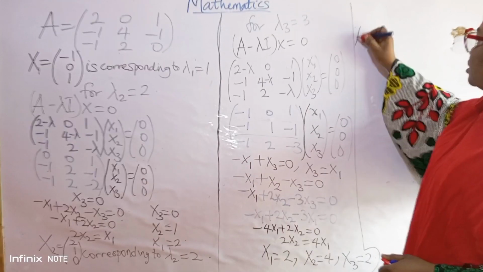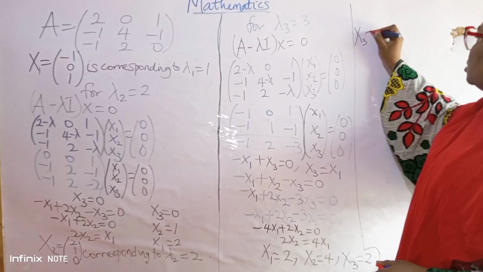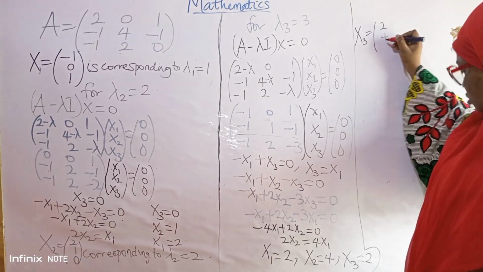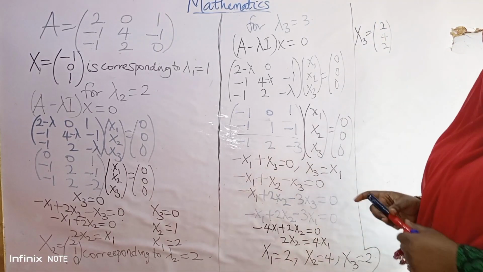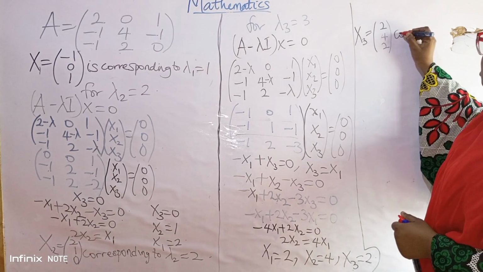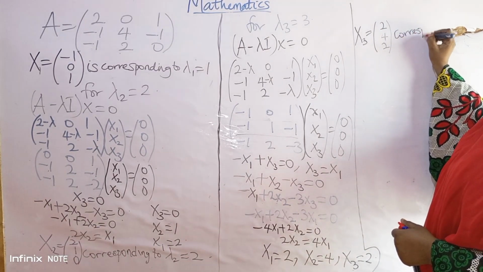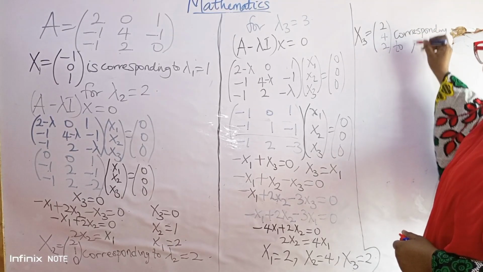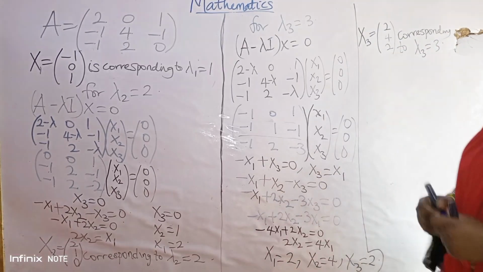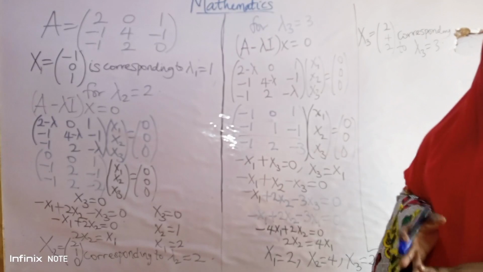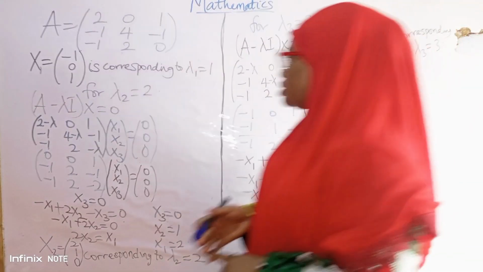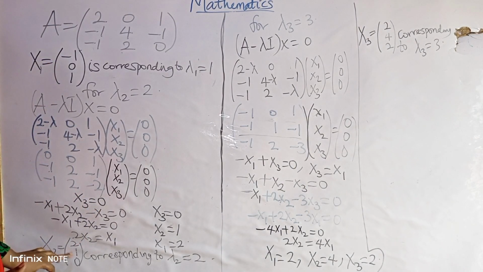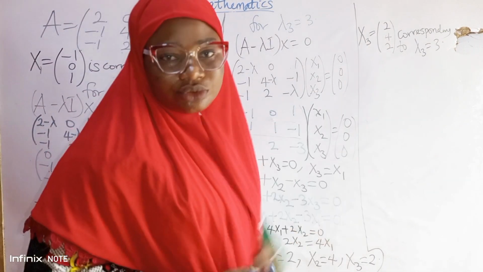So that means x is [2, 4, 2]. So what this means is that this is corresponding to lambda 3 is equal to 3. We can see that our eigenvalues are 1, 2, and 3. And the eigenvectors, we have the first one, minus 1, 0, 1. The other one, we have 2, 1, 0. Another one, we have 2, 4, 2.